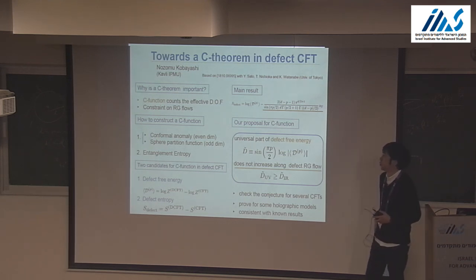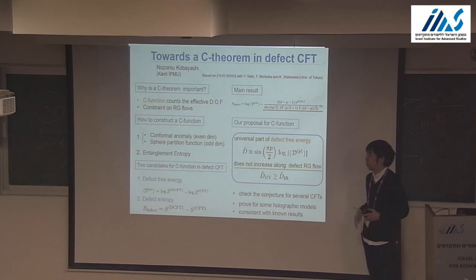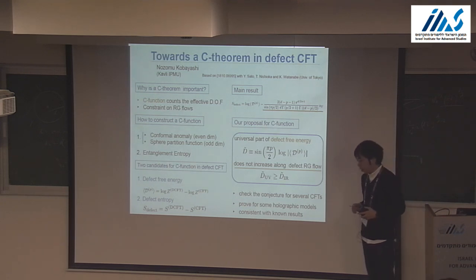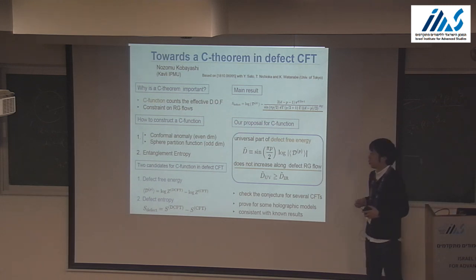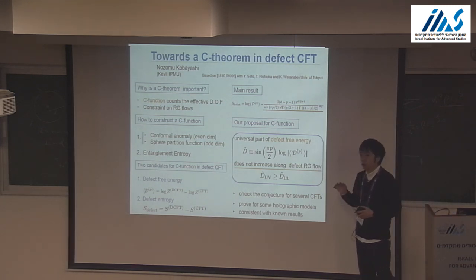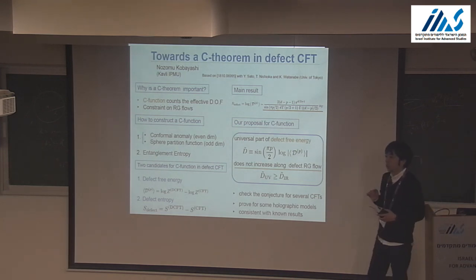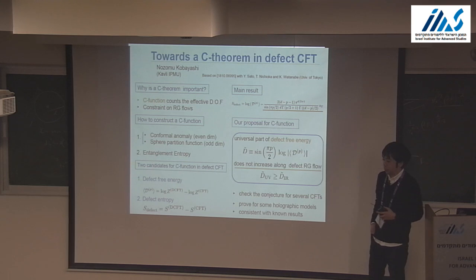And another useful construction of a C function uses entanglement entropy. The constructions are not totally equal, but at UV and IR fixed point CFTs, we can map the entanglement entropy for a spherical region to the sphere partition function. So they are connected. So let's move on to the defect CFT case. In this work, we compare the UV and IR fixed point CFTs, and especially we consider a D-dimensional CFT with a p-dimensional planar defect. And as you can see, there are two possibilities for a C function in defect CFT.